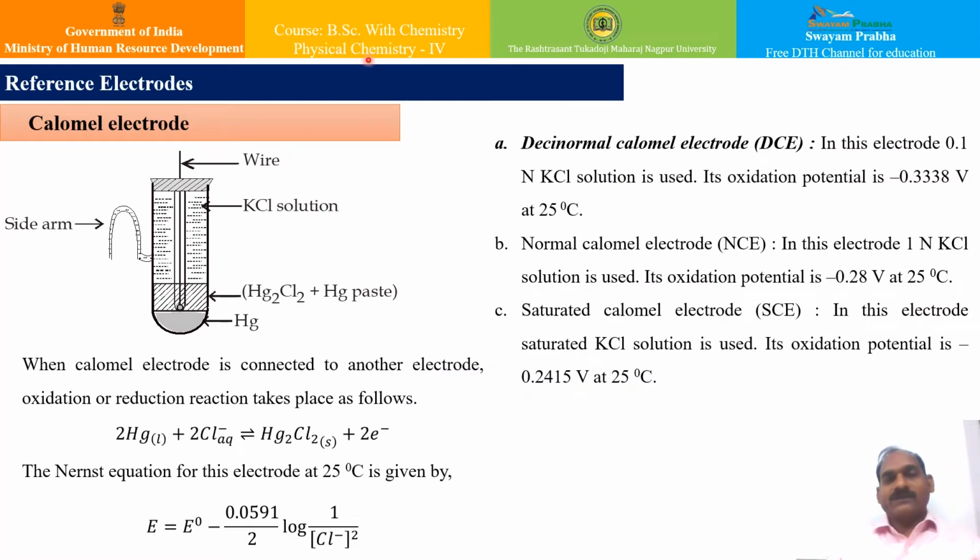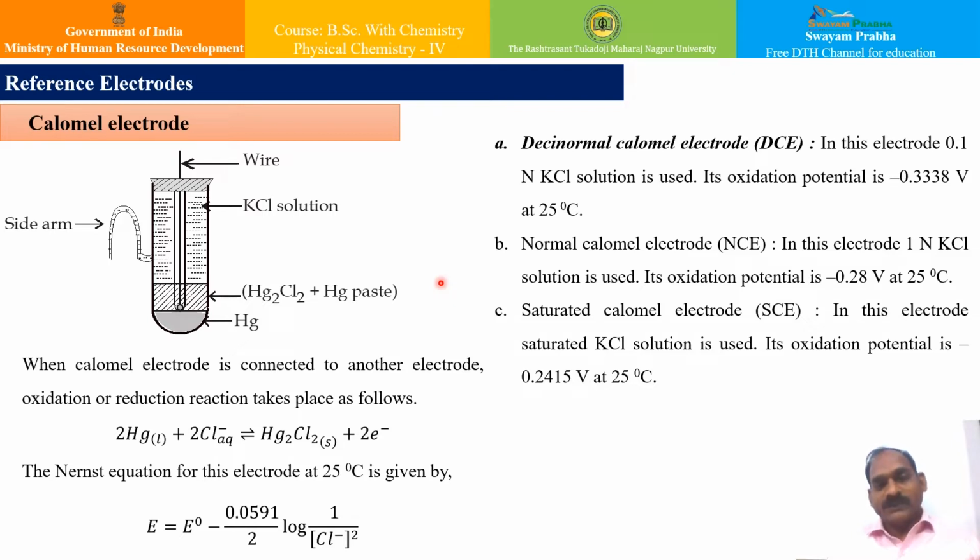So friends, in the previous lecture we have seen the hydrogen electrode as a reference electrode, and we have seen its advantages and its disadvantages. Now we will see one of the widely used reference electrodes, that is the calomel electrode. This electrode is very widely used in the laboratory because of its convenience as compared to the hydrogen electrode.